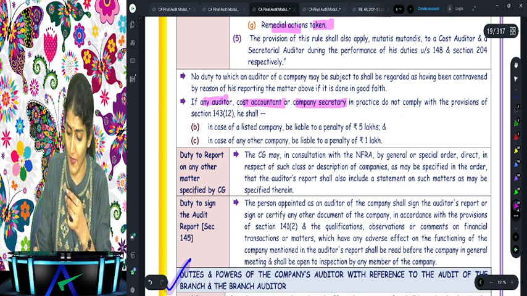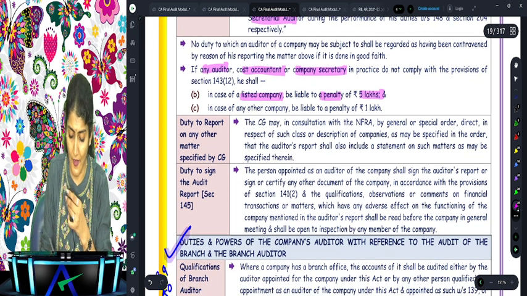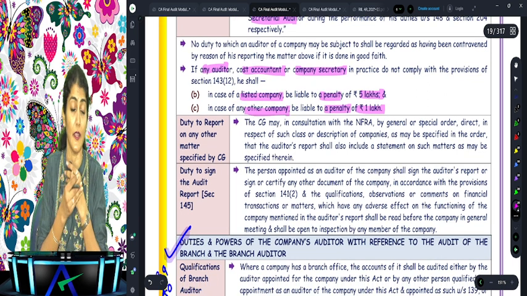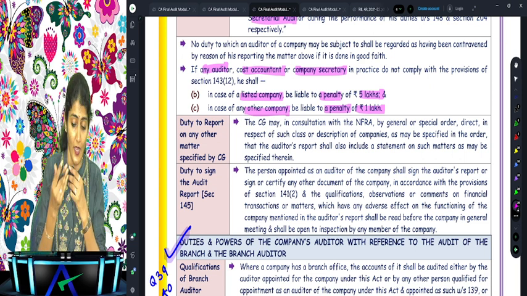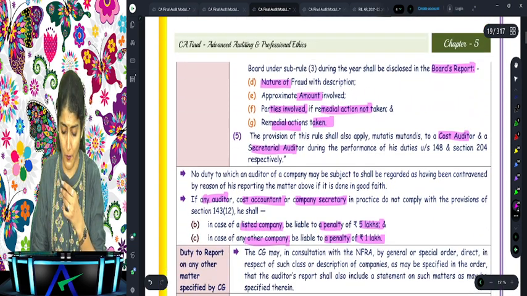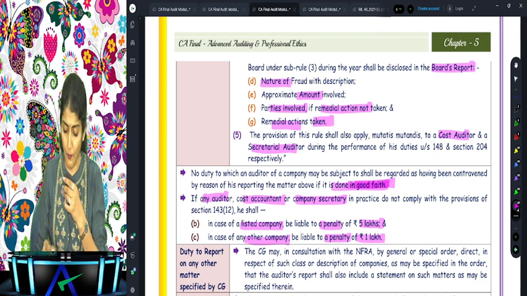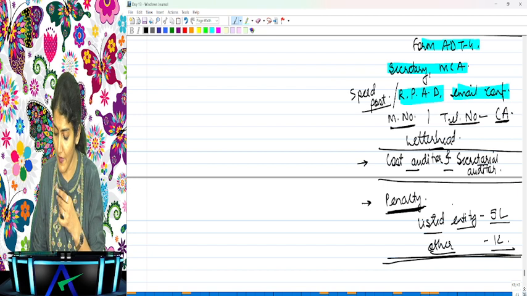Yes, further over there, cost auditor, secretarial auditor, listed entity: penalty 5 lakh. Any other company: penalty of 1 lakh. Right? Any other company, penalty of 1 lakh. Are you getting this point, everyone? Obviously, this reporting has to be done in good faith. Right? The reporting would be done in good faith by the auditor.